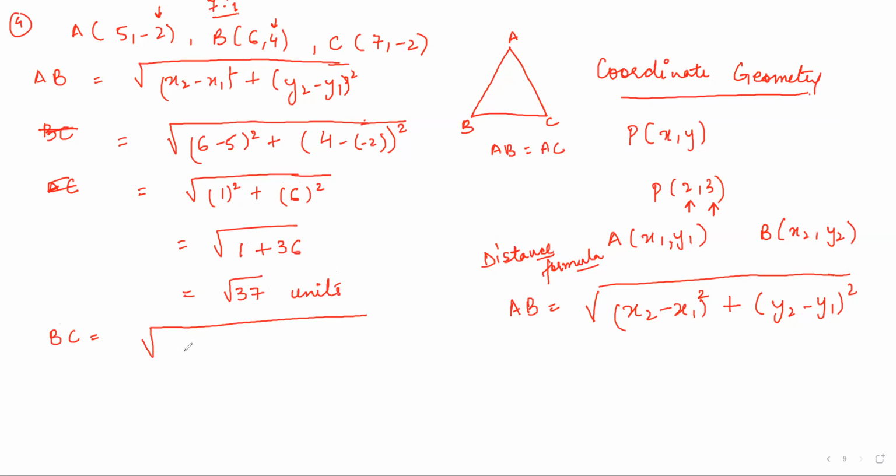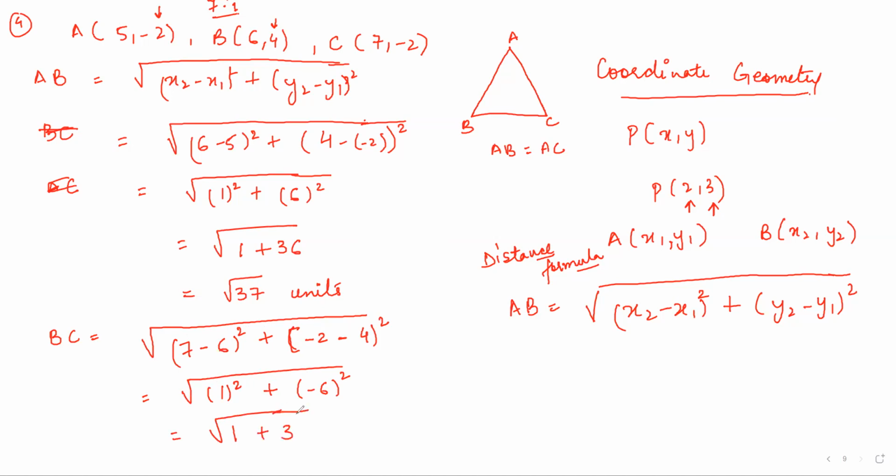Yes, Maria, will you also try to find the distance from B to C? Yes, ma'am. Okay. So x2 means 7 minus x1 is 6 whole square, plus y2 means minus 2 and minus y1 is 4 whole square, right? So 7 minus 6 means 1 whole square, plus minus 2 and minus 4 means minus 6 whole square. So again, I'm getting the same, 1 plus 6 whole square, minus 6 whole square means 36, which is again under root of 37 units.